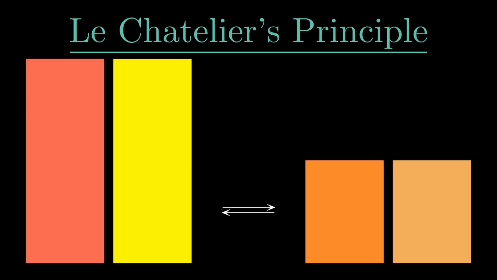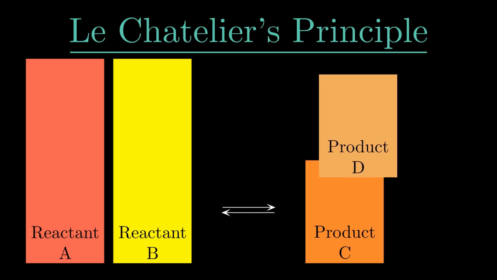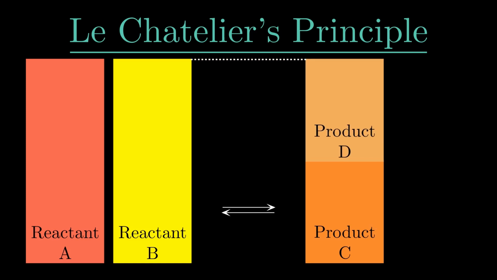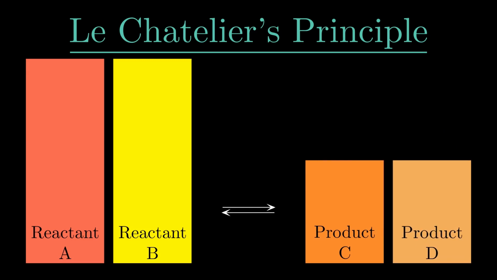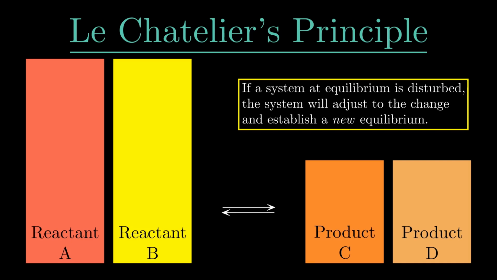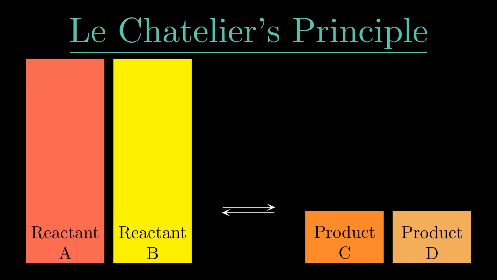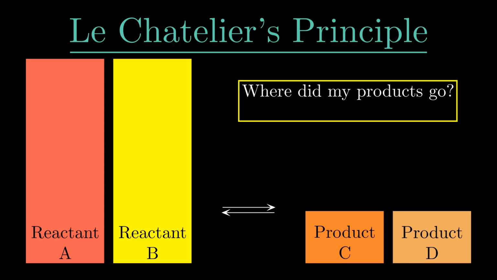The bars on the left represent reactants A and B, while the two on the right are products C and D. Currently, the height of the bars for the reactants is about twice that of the products. According to Le Chatelier, if this system is disturbed, it will adjust to the change and establish a new equilibrium. I will disturb this equilibrium by removing half of the products. The system is now thinking, wait a minute, where did my products go? I need to make more.